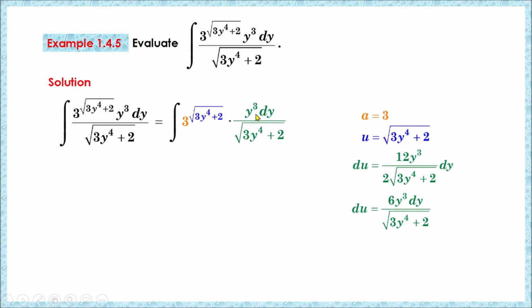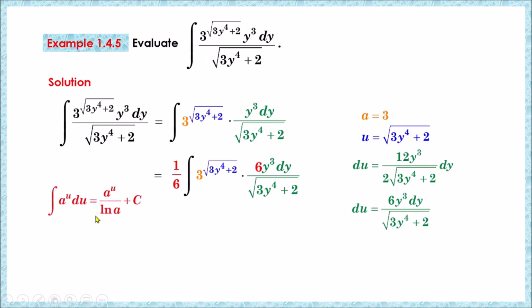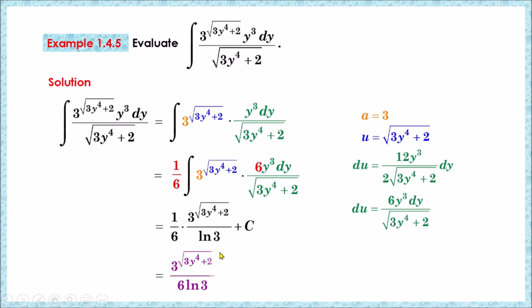So for this to be the differential of u, we need a constant factor 6. So let us apply that inside and then balance outside by 1 over 6. So this integral now takes the form of integral of a to the u du. Hence, we have 1 over 6 times 3 to the u over ln 3 plus c. So that is 3 to the square root of 3y to the fourth plus 2 over 6 ln 3 plus c.